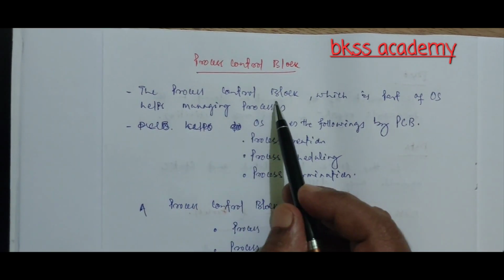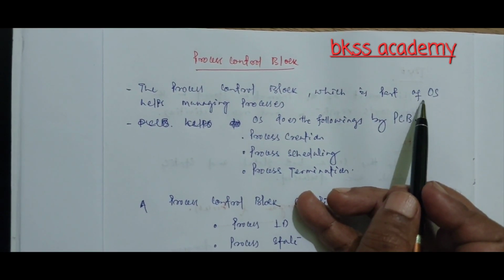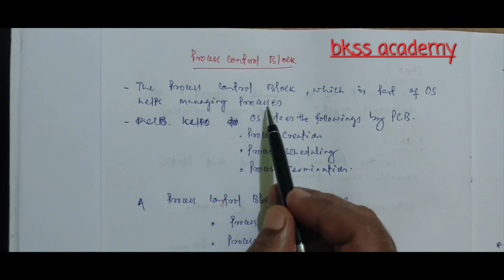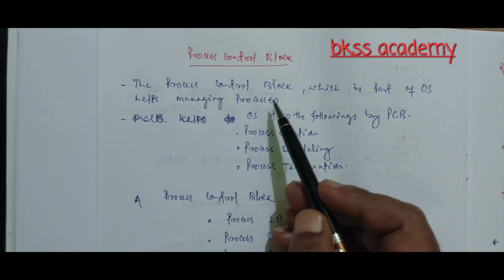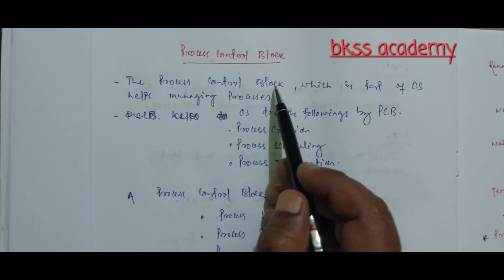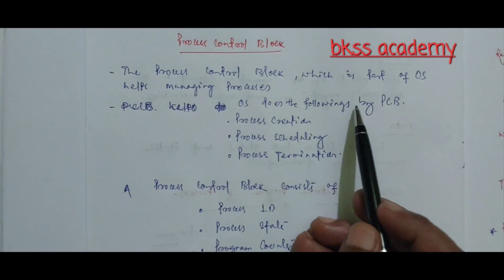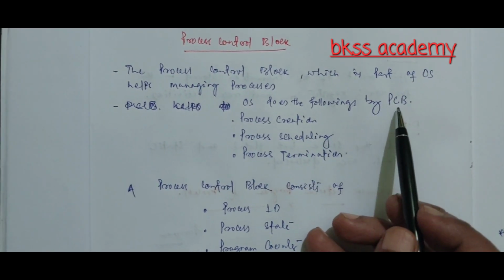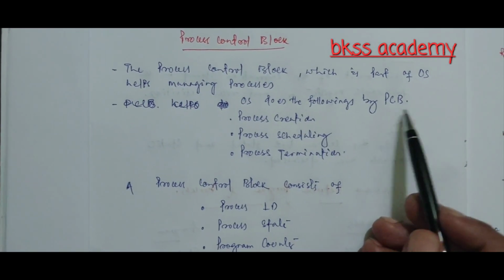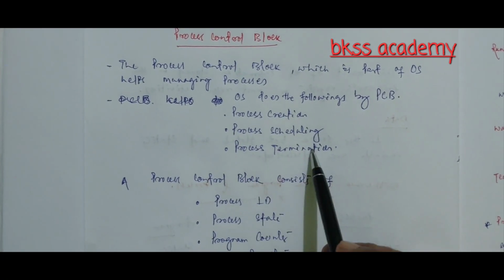The process control block, which is an important part of the operating system, helps in managing processes. Different processes will be managed by the operating system through the process control block. The operating system does the following through the PCB: process creation, process scheduling, and process termination.